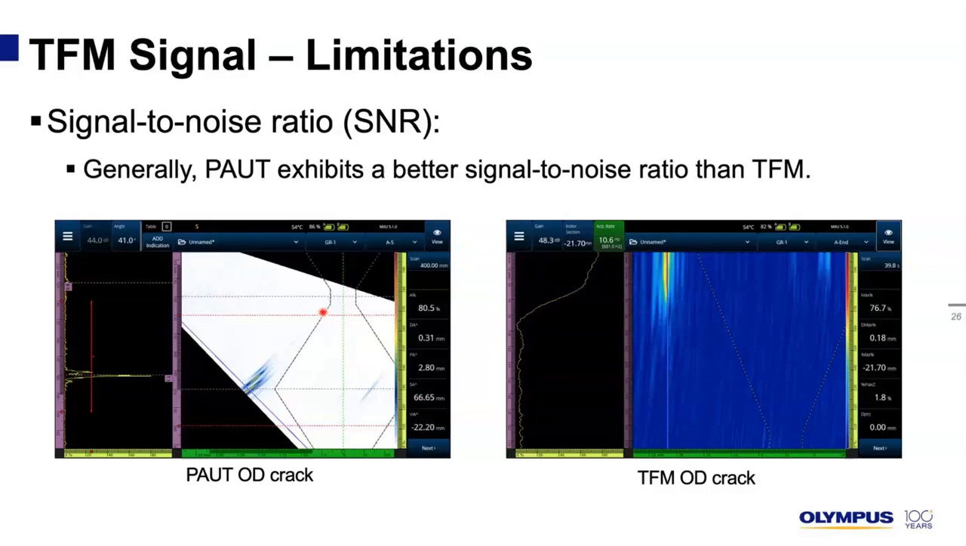In this side-by-side comparison here, we can see the same reflector with phase array and TFM normalized to roughly 80% there. And as you can see, the A-scan background noise is better on the phase array than on the TFM side.